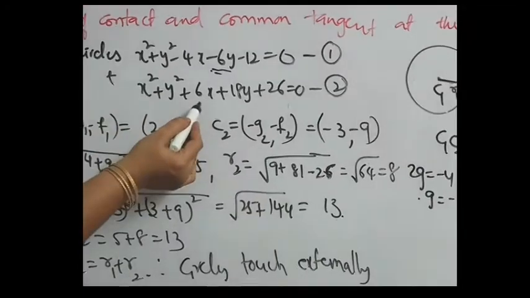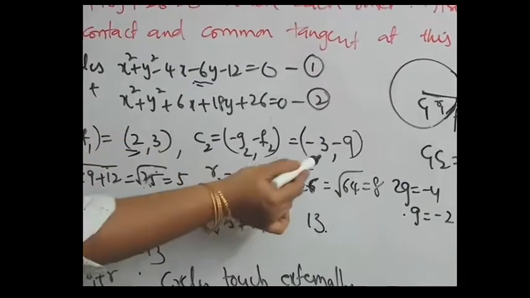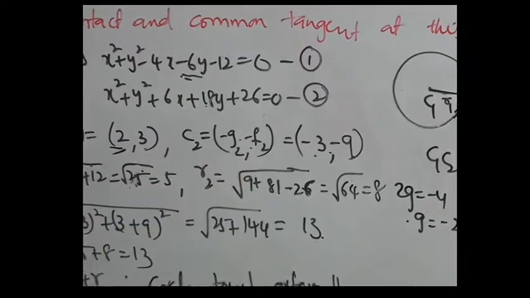In the same way, the center of the second circle: by 2 means 3 of minus, so minus 3. Here by 2 means 9, minus means minus 9. Like this, the radius.